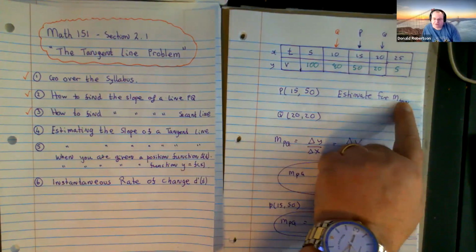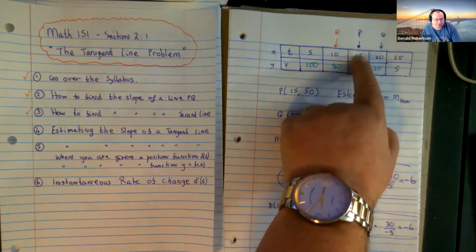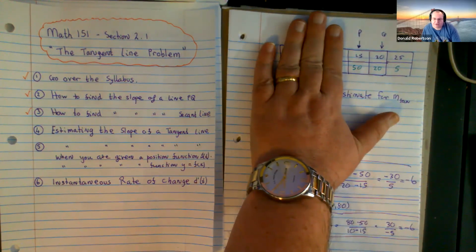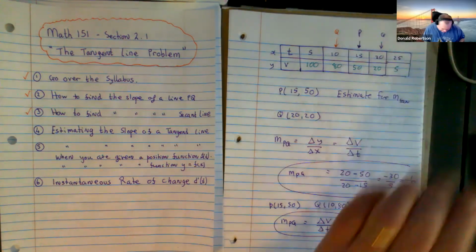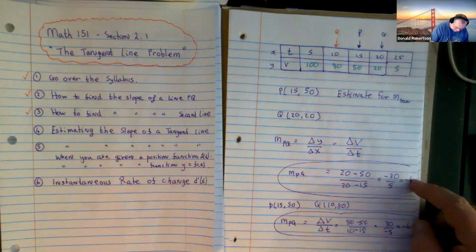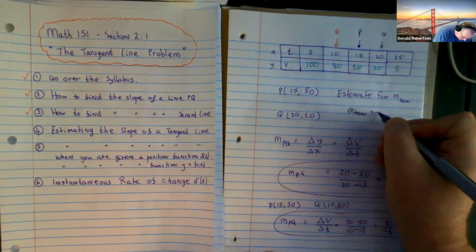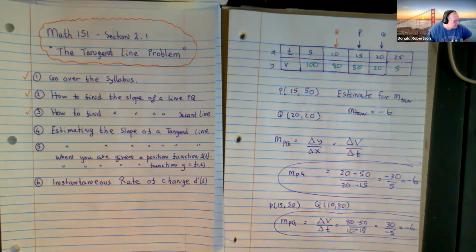Now my job is to estimate what the slope of the tangent line at the 15-minute mark is. And I chose those two guys to estimate it. And then I later on decided to choose those two guys, right, to estimate. And both answers in this case are negative 6. So my estimate would be negative 6. So at the 15-minute mark, gasoline is coming out of this tank at the rate of 6 gallons a minute, right? Negative 6, right? 6 gallons a minute.